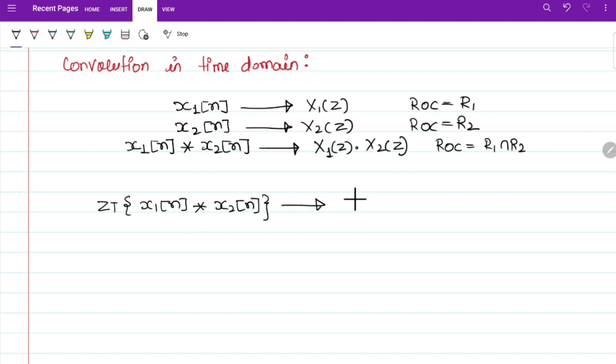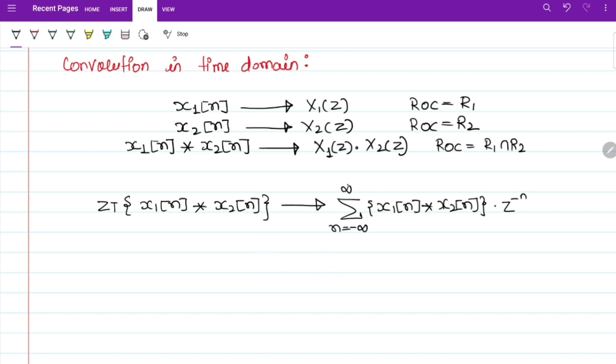Now how to find this z transformation? So this will be equal to summation of n is equal to minus infinity to infinity, and here we put signal x1 of n convolution x2 of n into z to the power minus n.